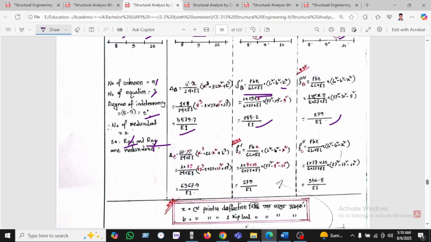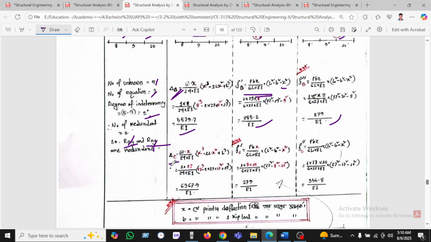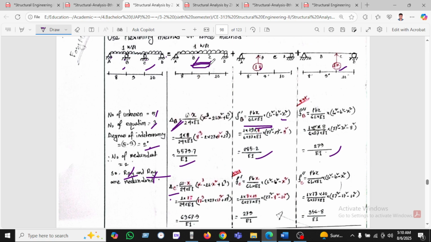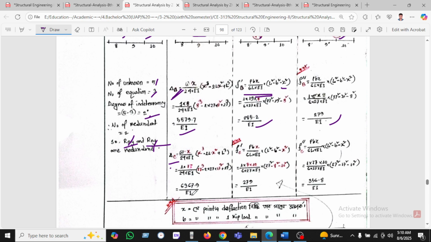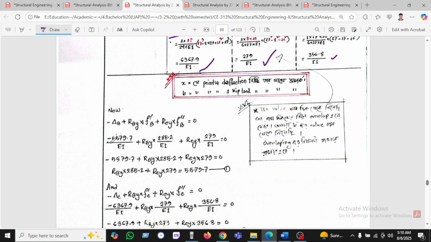And this is for point B, and this is the point B, and this is the point C. We can use this point C, the same value has been found. Okay. Now we can use this formula.